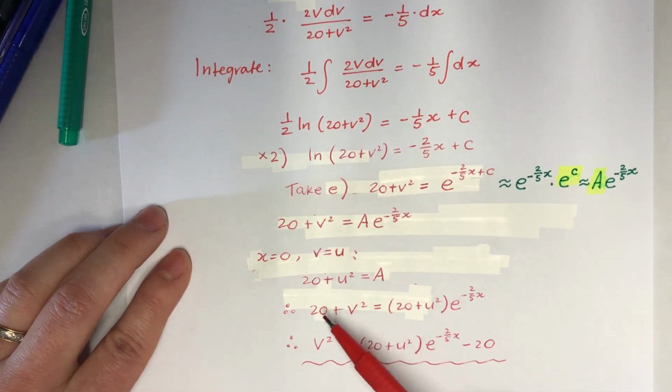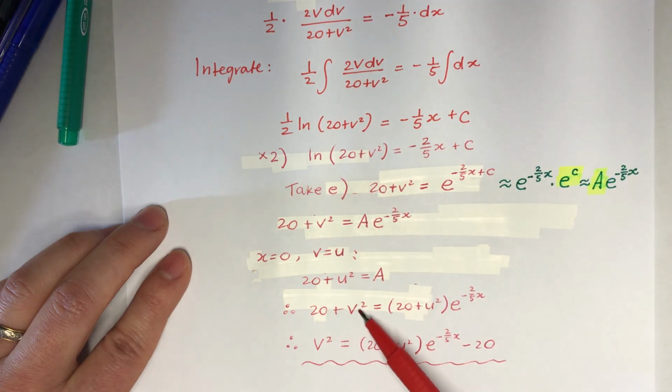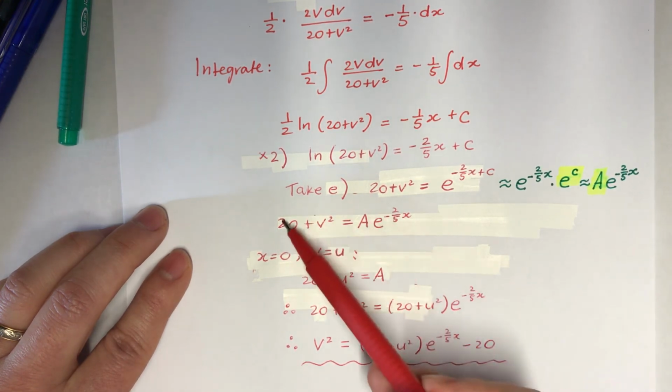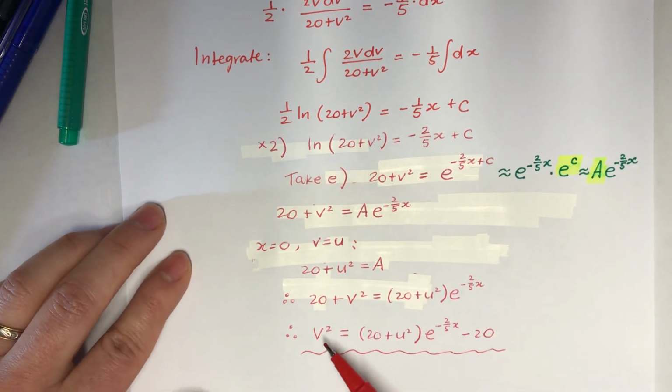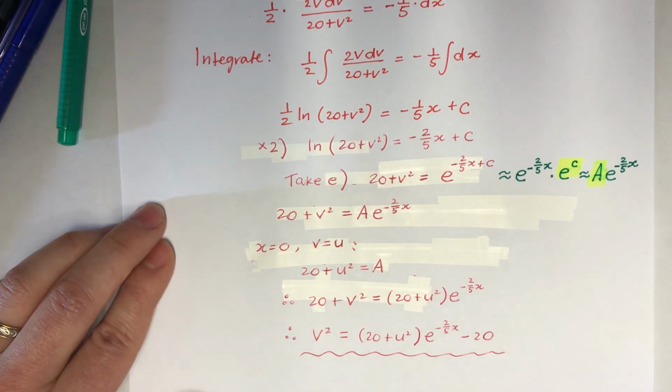So I'm just going to rewrite the whole equation here. It's 20 plus v squared equals, the a was 20 plus u squared, times e to the power of minus 2 over 5 x. So I'm just writing the whole thing in this form. And then I'm just going to make v squared the subject, and then it'll become just minus 20. And that will be enough.